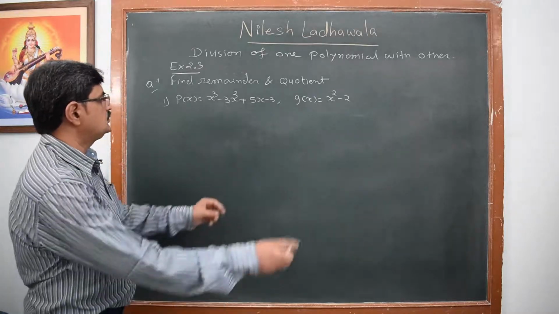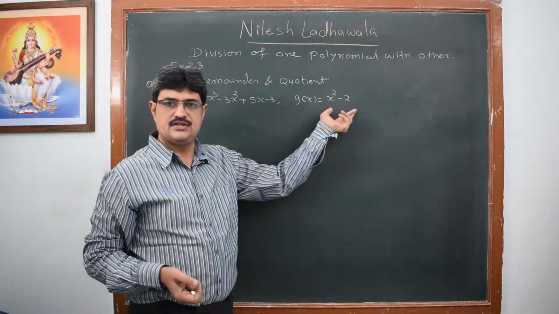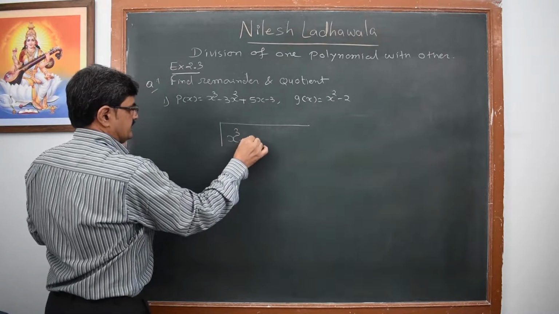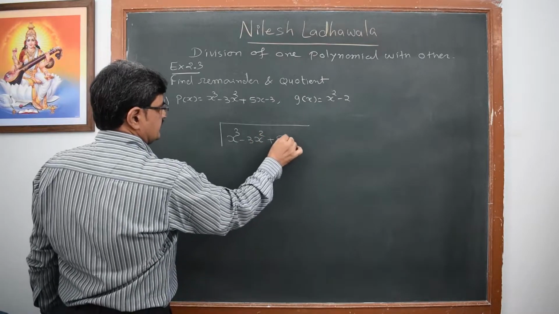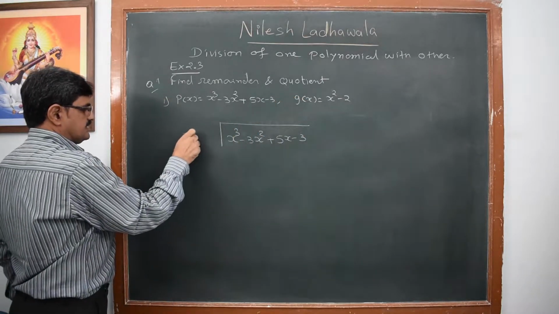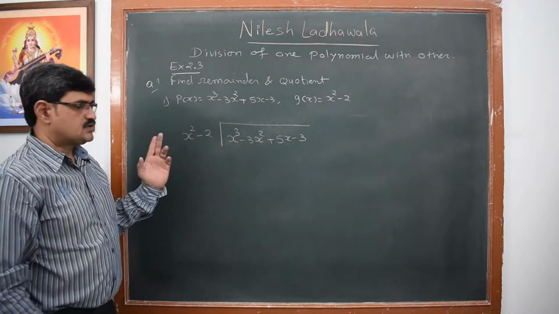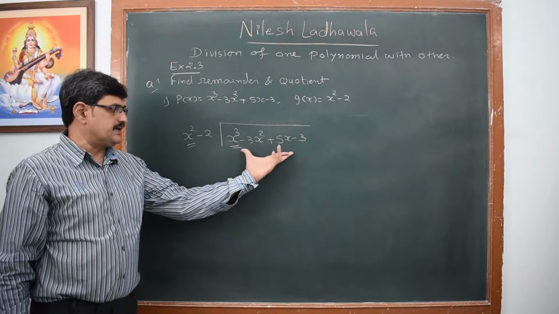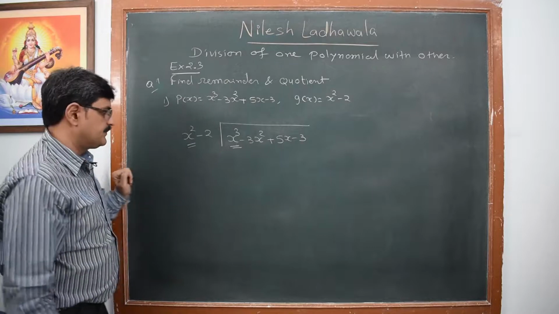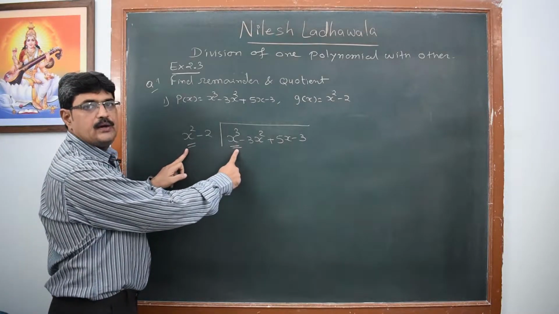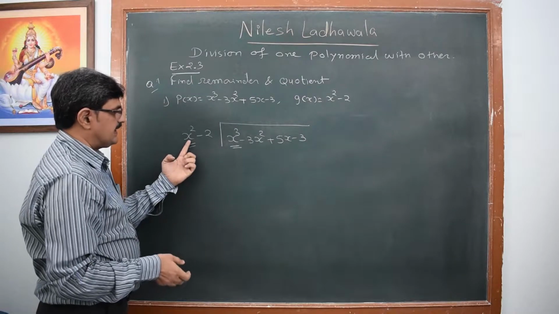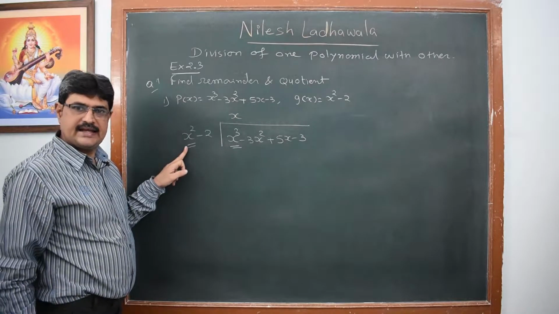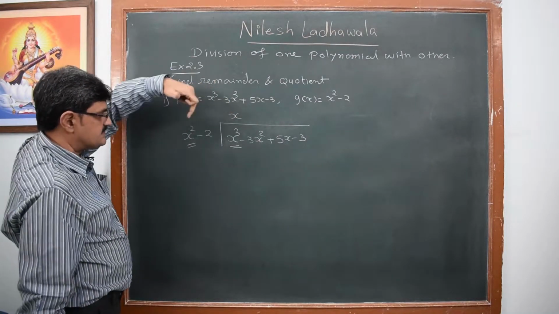Now we will learn how to divide p of x by g of x. I will write here p of x as x cube minus 3x square plus 5x minus 3, and the divisor is x square minus 2. So first of all, I have to see only the first term of both the polynomials, that means dividend as well as divisor. Now here I have x square and here I have x cube. So with which term should I multiply x square to get x cube? You know it is x, because x square into x is x cube. Now I have to multiply x with both the terms.